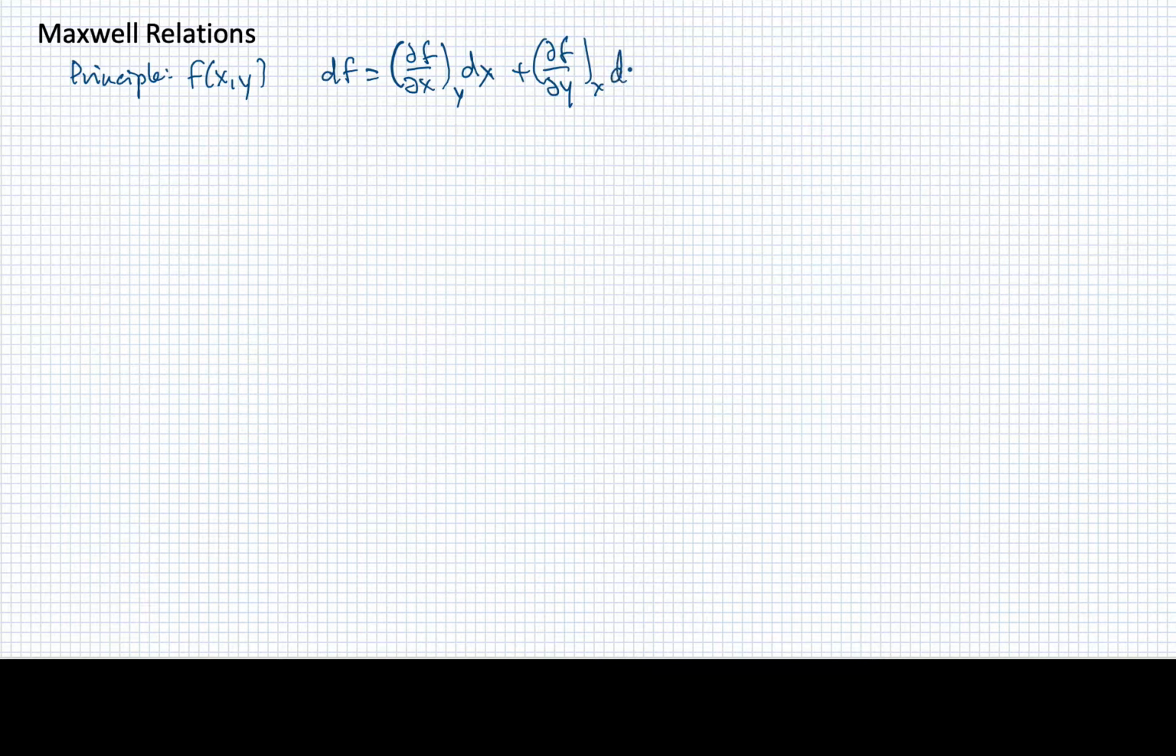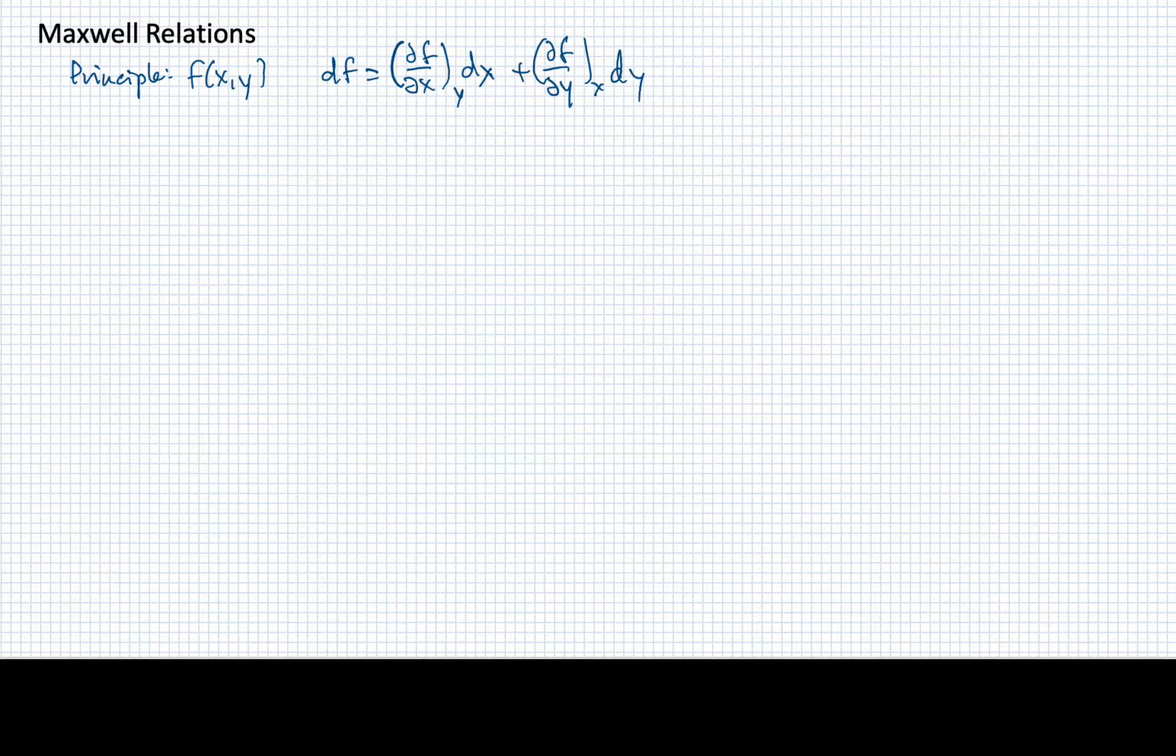Now, before I jump into the Maxwell Relations, I want to first establish the principle of what we're doing. The principle is that we have functions that are implicitly functions of a couple of variables. If I were to write down the total differential of a function like this, it would be the partial of f with respect to x at constant y, dx, plus the partial of f with respect to y at constant x, dy. And that would represent the total differential for my function, df.